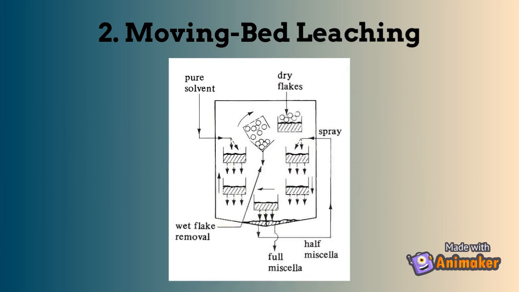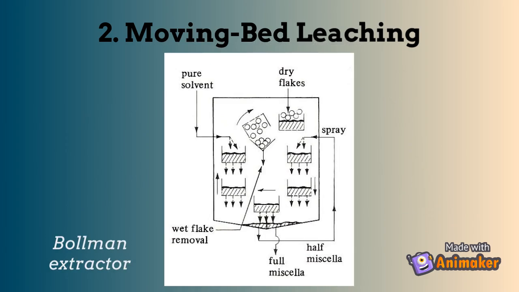This figure shows the Bollman extractor, an enclosed moving bed bucket elevator device. Dry flakes are added at the upper right to a perforated bucket. As the buckets on the right side descend, they are leached by a dilute solution of oil and solvent called half miscela. This liquid percolates downward through the moving buckets and is collected at the bottom as the strong solution or full miscela. The buckets moving upward on the left are leached countercurrently by fresh solvent sprayed on the top bucket. The wet flakes are removed continuously.